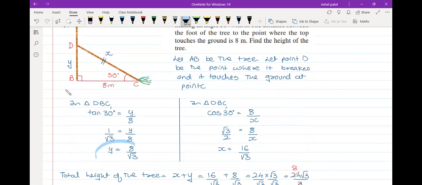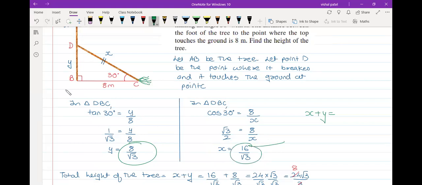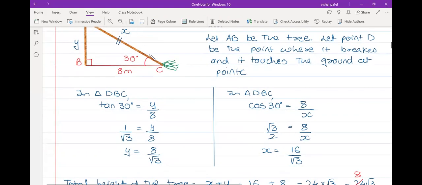Now here what happened, I'll tell you. Now I got the value of y. Alongside, I got the value of x. And I knew that I had to do x plus y. So what I did, I didn't rationalize x and y separately. If you see the value of y, I have put 8 upon root 3, and the value of x I have put 16 upon root 3. I did not rationalize. So what I did, I added first and then I rationalized. These things will click in your mind only when you do both the parts simultaneously.